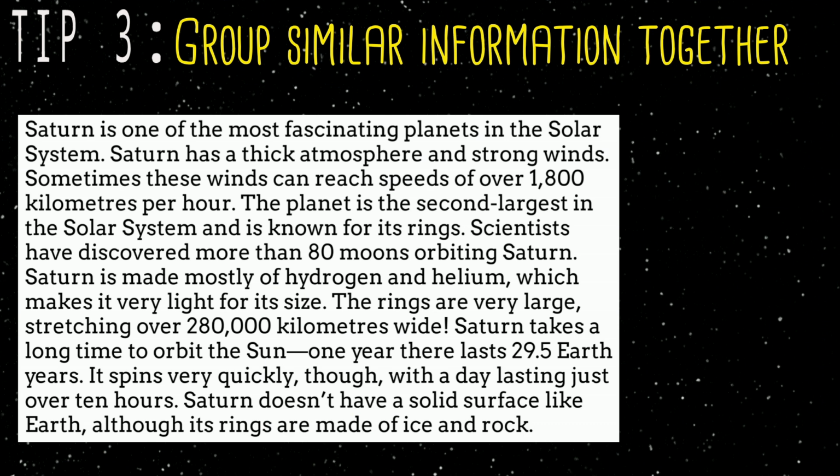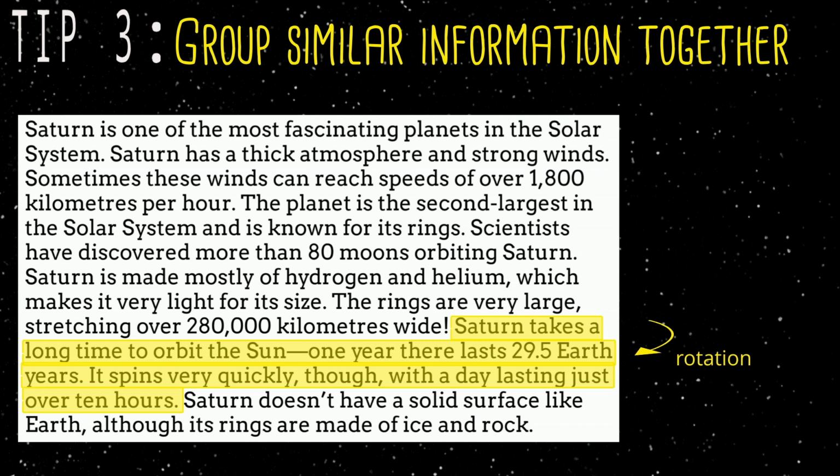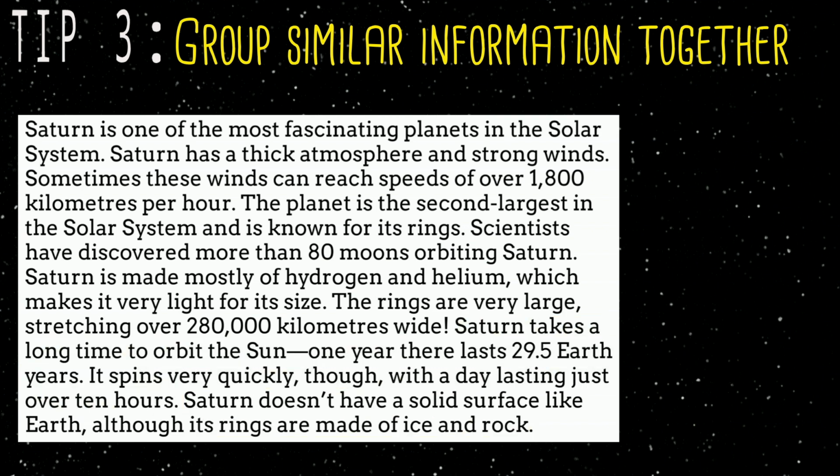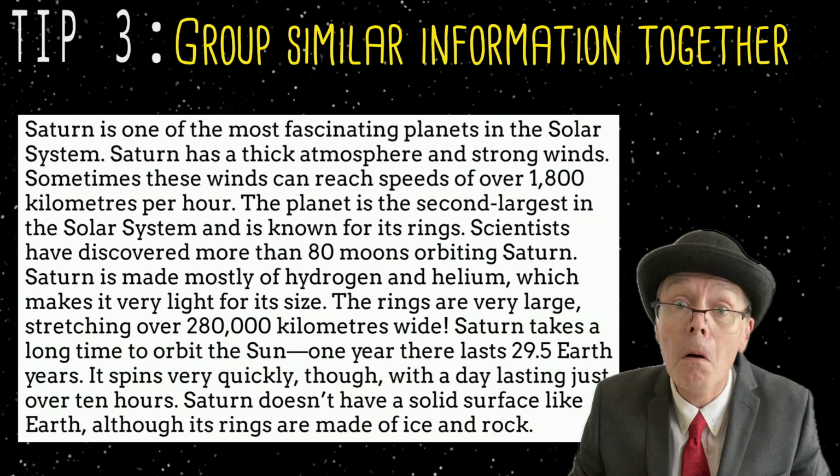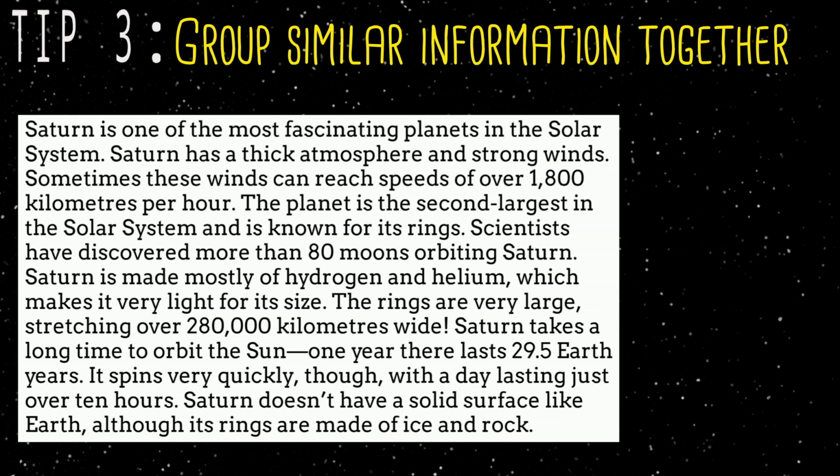At the moment, look how I jump around in my paragraph. I start by talking about Saturn's winds, then its size and rings, then its moons, then the gas that it's composed of. Back to the rings again, then rotation, then rings again. This jumping around can confuse the reader. Instead of writing about Saturn's rings in different parts of the paragraph, we should group these sentences together.